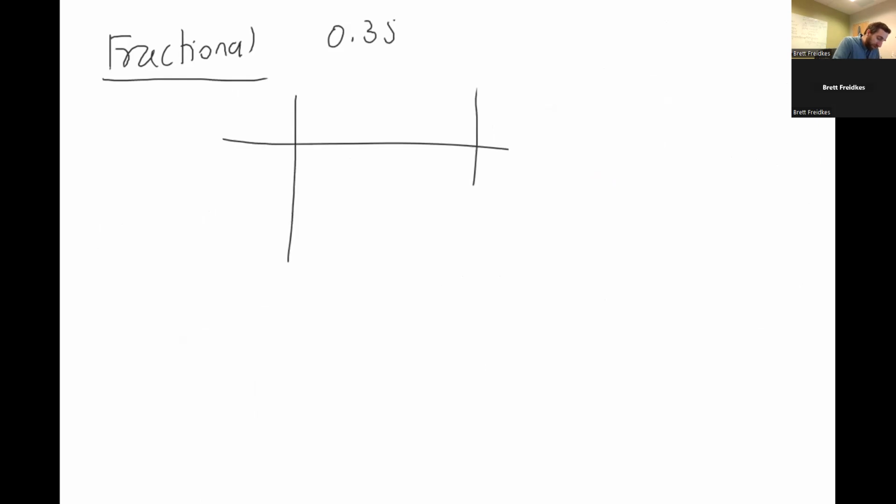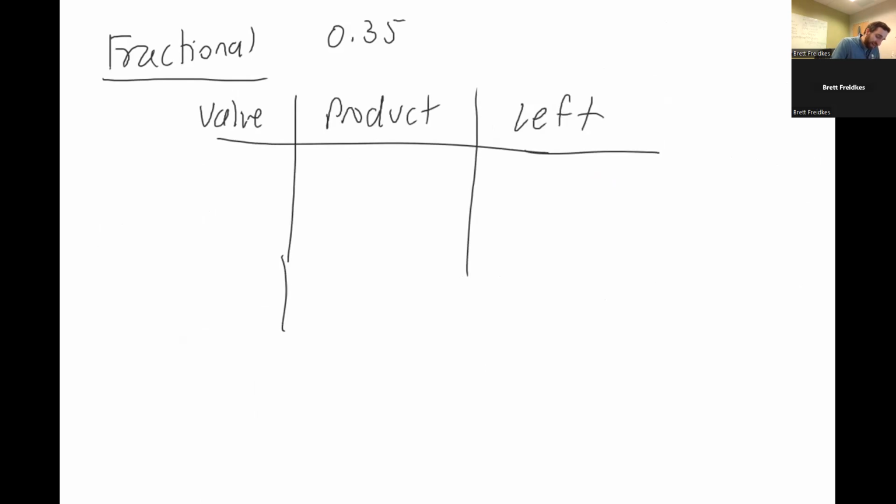Okay. Now the fractional part, the algorithm is a little bit different. And we had 0.35, right? We have our value, the product, and I like to write the word "left" to remind me that I want the number to the left of the decimal. So with 0.35, multiply that by 2, that's 0.7. What number is to the left of the decimal? 0. Use that same number for the decimal part of that number. Do it again. That's 1.4. To the left is a 1.